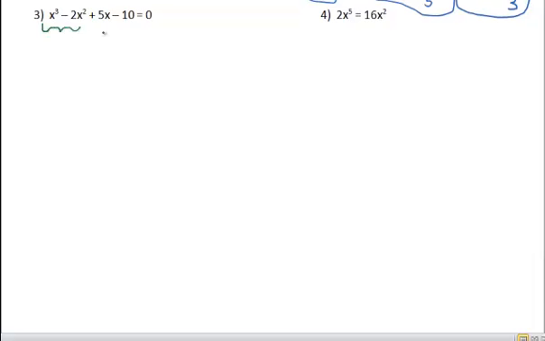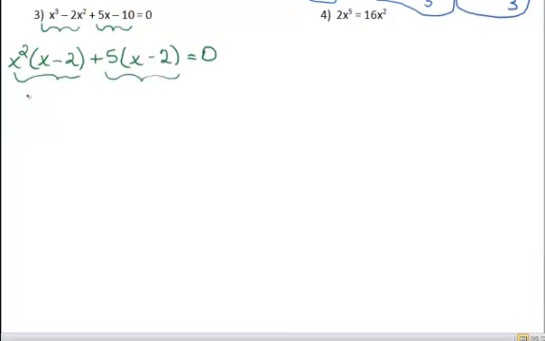We can group together the first 2, group together the last 2. In the first 2, we could factor out an x squared. We'll be left with x minus 2. In the last 2, we could factor out a 5. We'll be left with x minus 2. Now we could factor out the x minus 2 from both of these. And if we do, we're left with x squared plus 5.